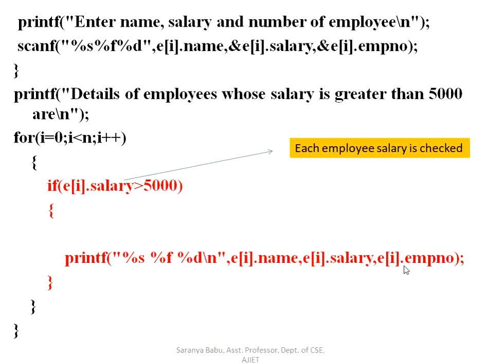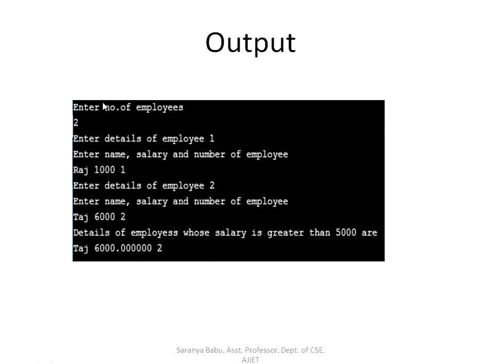Is it clear? This is how you are doing the checking. So we are printing the name, salary and employee number. Each employee's salary is checked here. So this is enter number of employees 2, entered the same way as we have done. If the salary is greater than 5,000, see in this case, whose salary is greater than 5,000? Taj. His salary is 6,000. So his details will be printed. Is it clear? Only his details will be printed.